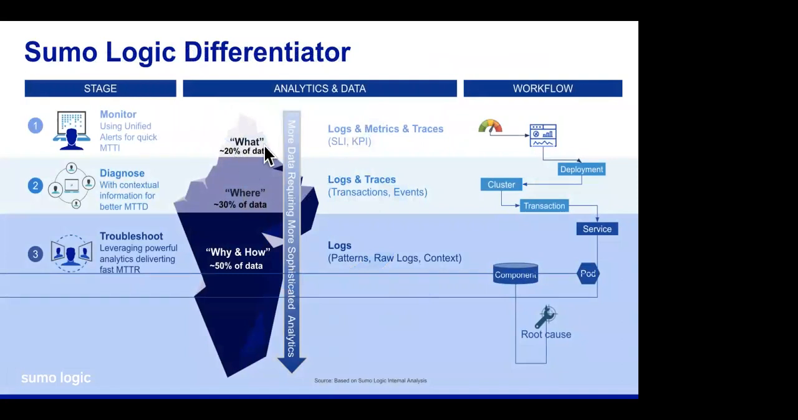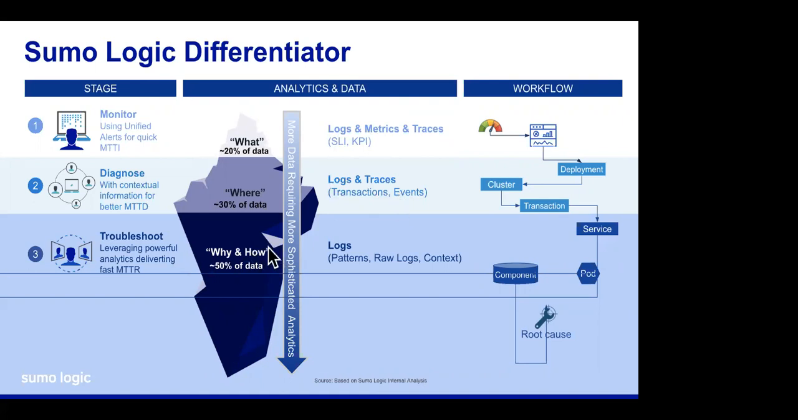Now, as I mentioned earlier, I showed you the iceberg. We have the ability to do monitoring, which takes about 20% of our data. For that, we are going to use logs, metrics, and traces. Again, this is a great test question, so be advised. Logs, metrics, and traces for my monitoring stage. When we do our diagnostic stage, we're going to use logs and traces predominantly. We're going to look at transactions and various events.